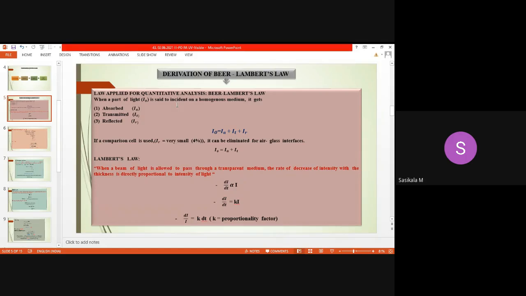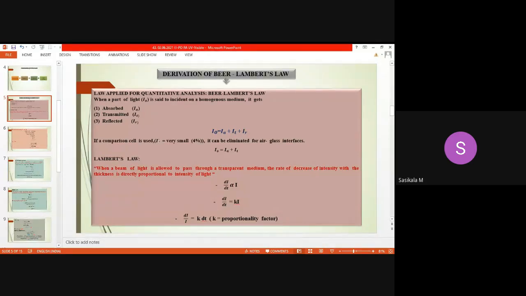From the source you get polychromatic light, then it is passed to the monochromator, where it is converted to monochromatic light, and when that monochromatic light is passed to the sample it is called incident light. That is the intensity of incident light. It will get either absorbed by the sample, transmitted by the sample or reflected by the sample. So the intensities of absorbed, transmitted and reflected radiation are denoted IA, IT and IR. The intensity of incident light is equal to the absorbed, transmitted and reflected light.